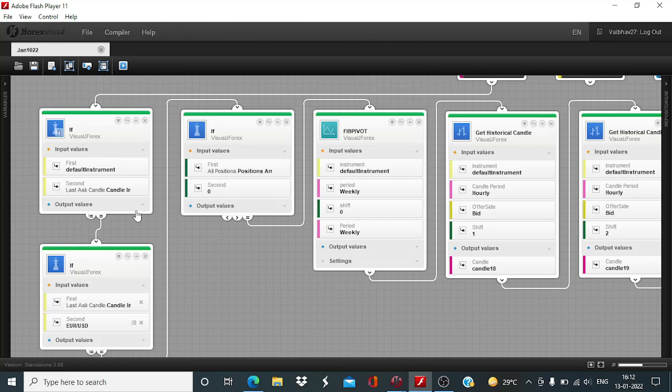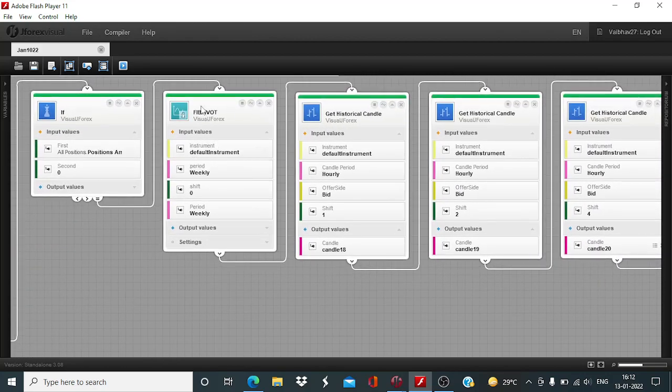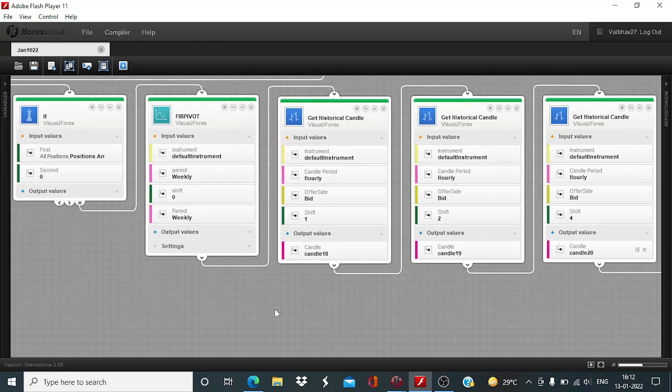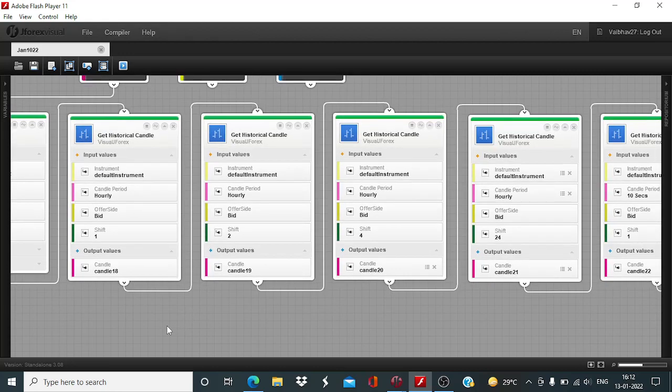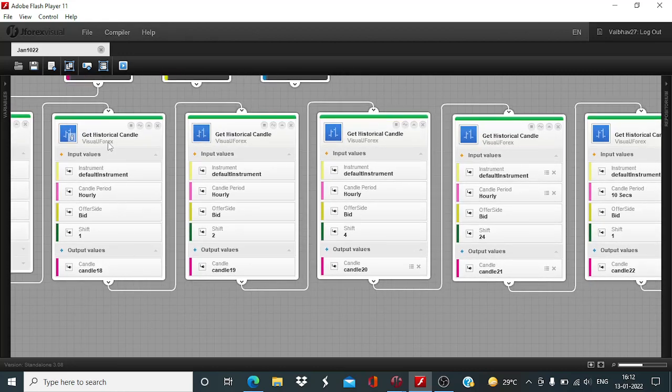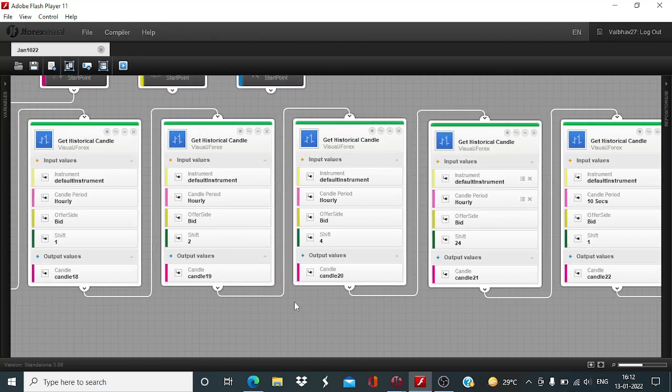And so far, the development includes this instrument subscription where the Euro USD is being used as the instrument of choice. Afterwards, this Fibonacci pivot indicator block was added. To look at the price volatility and also to determine some entry conditions, we are taking the help of these get historical candle blocks with a varying candle period 1, 2, 4, and 24 respectively. To then pinpoint the exact entry point, these 10-second candle blocks will also be utilized.